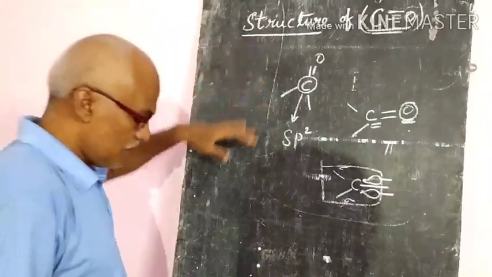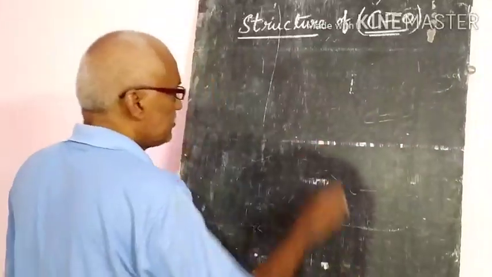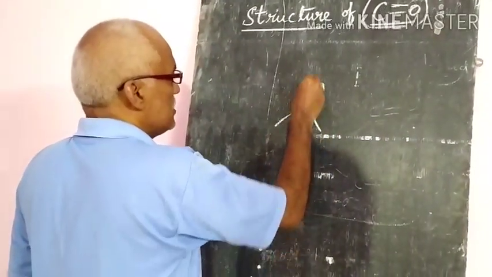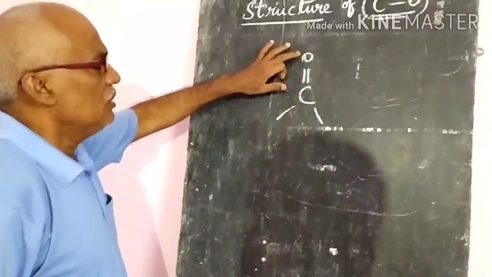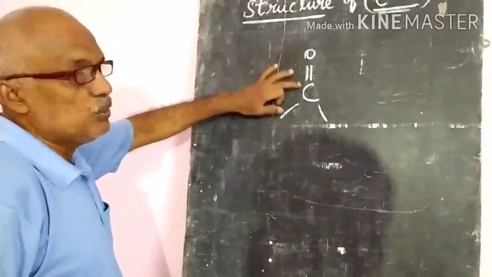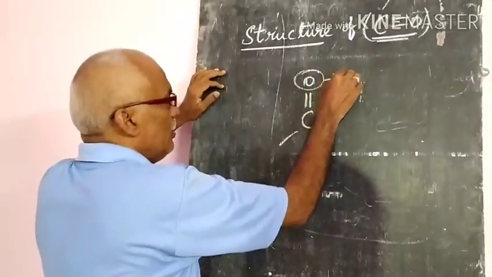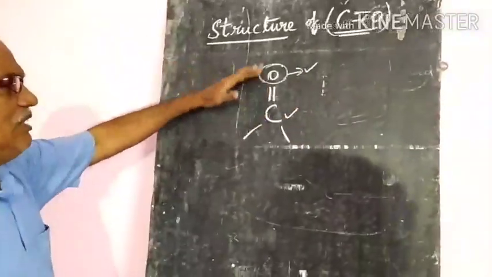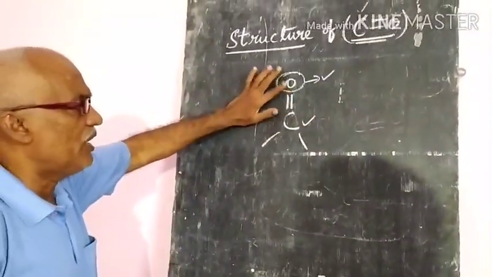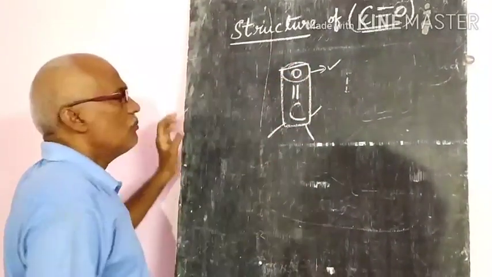If you come to the polarity, the carbon-oxygen carbonyl bond shows high polarity. Why will it show polarity? We already know that oxygen is more electronegative than carbon. So that's why the bond between the carbon and oxygen will show polarity.